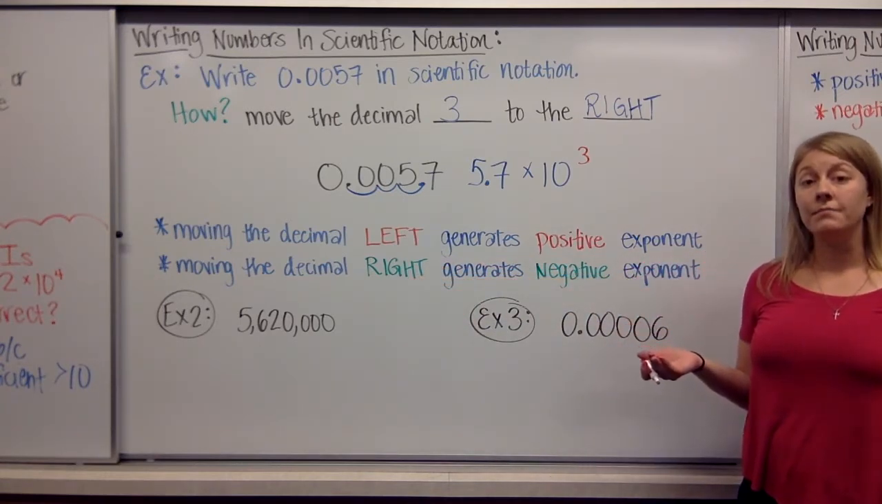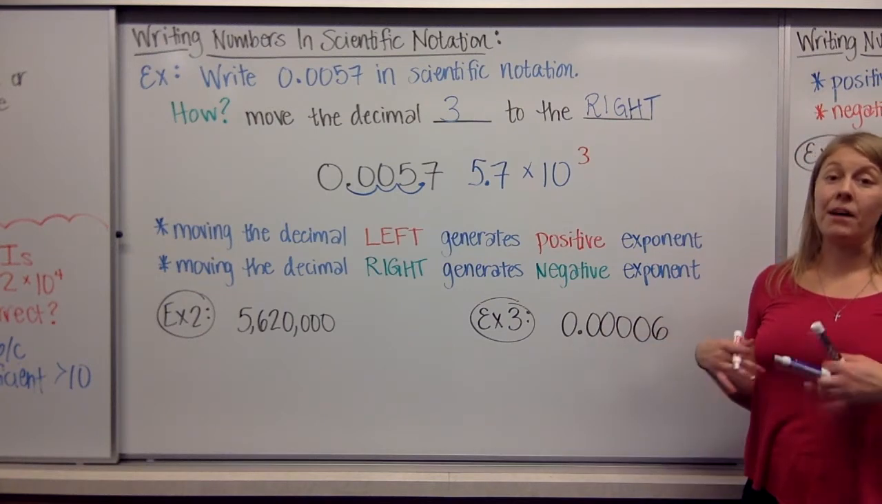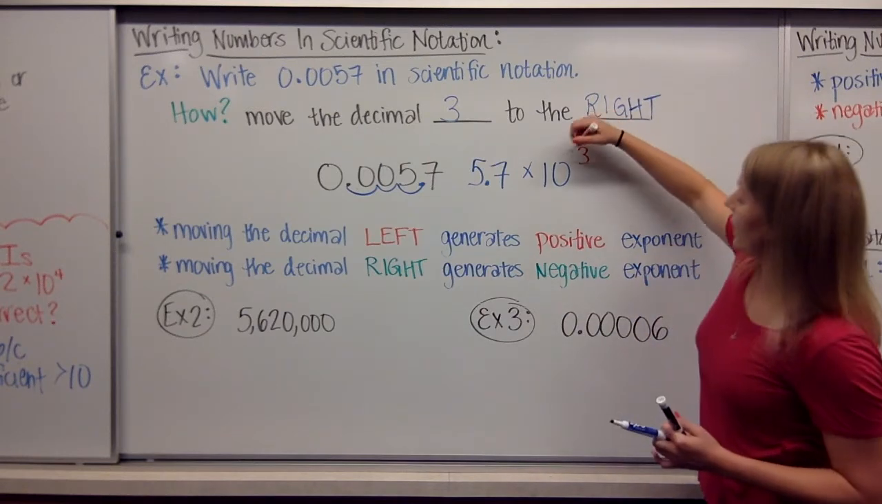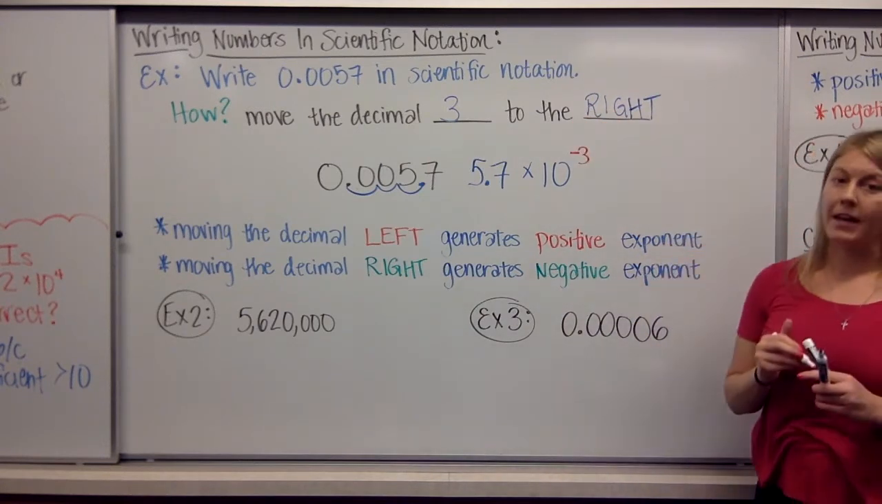I know that this is going to be 3. It's either going to be a positive 3 or a negative. Which way did I move it? Now is the exponent going to be positive or negative? I moved it to the right. So I'm going to have a negative exponent. So this is a negative 3, okay?